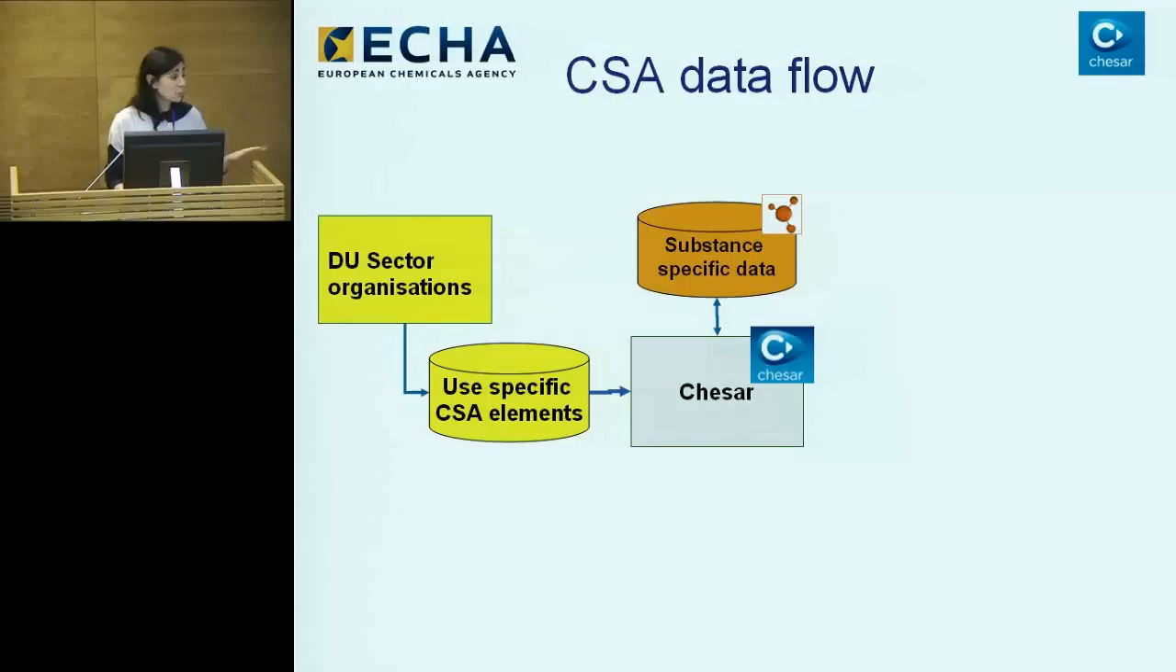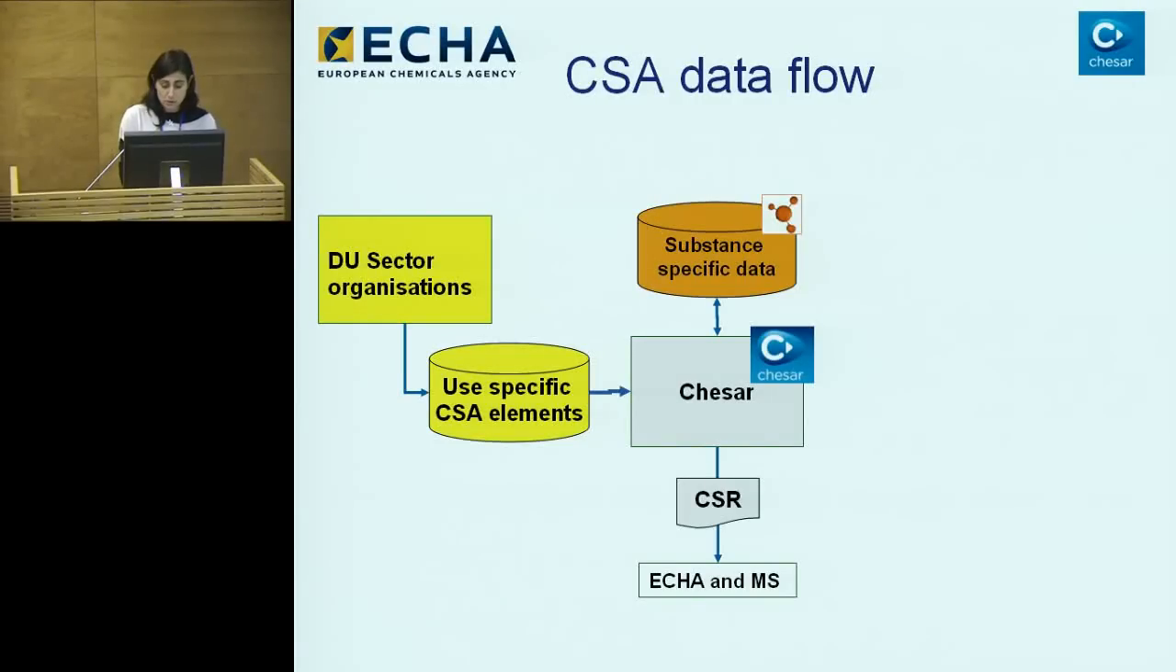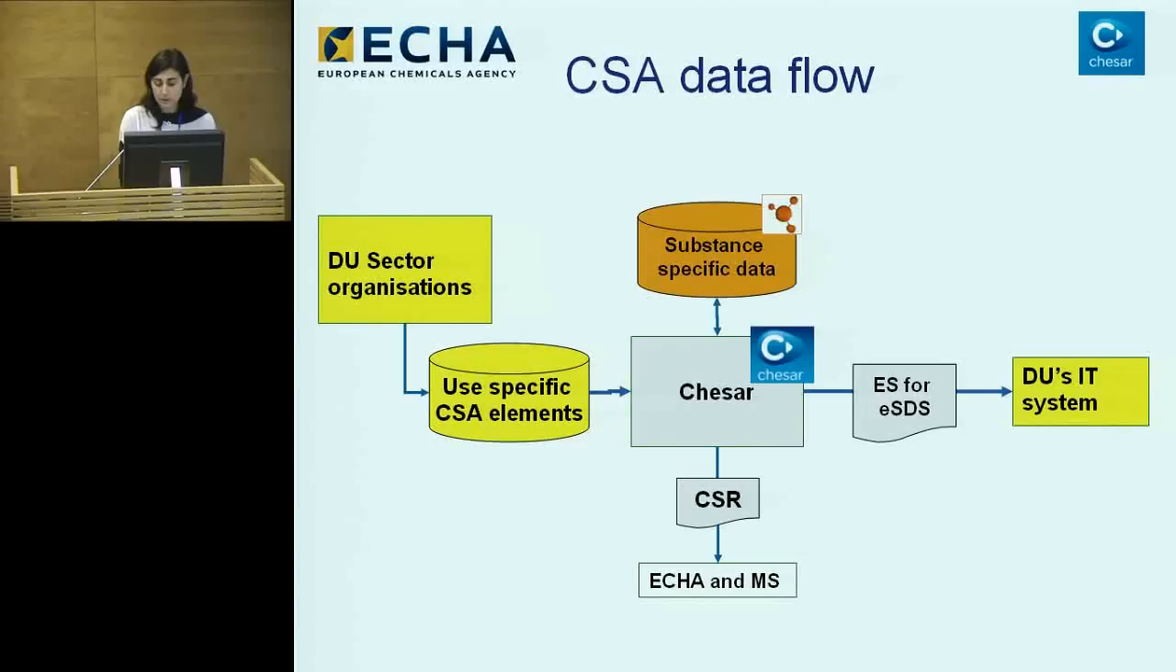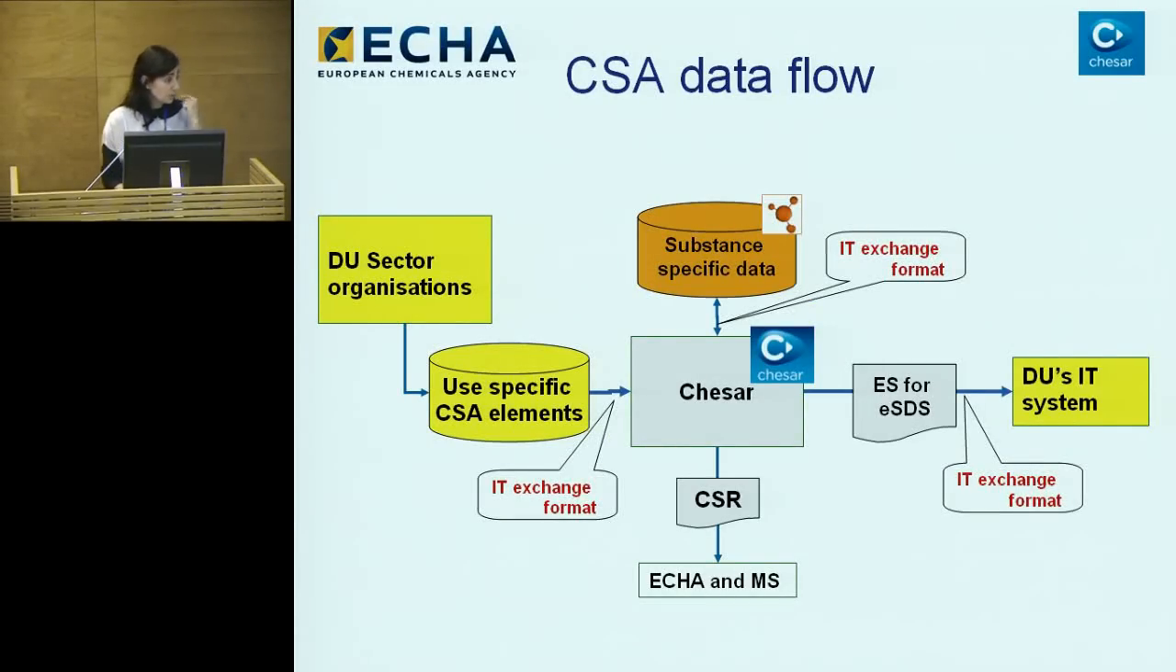So finally, this is the last slide, then we go to the demo. I hope it was not too much. So the data flow can also go from the downstream user organization, which can give you, as a registrant, the information on the use-specific CSA elements, so that you can immediately assess the information in your Chesar. Then this information is combined with the substance-specific data for the generation of the CSR and the exposure scenario for the SDS. And of course, what is tricky and important is this IT exchange format that has to be maintained all over the flow.